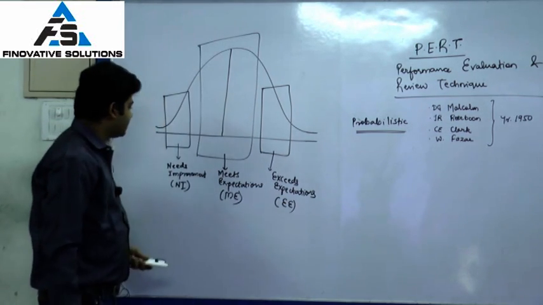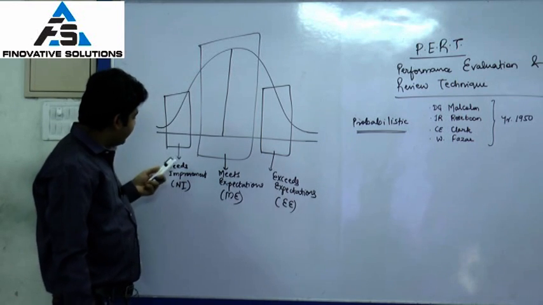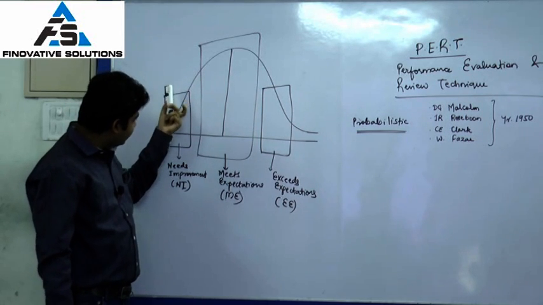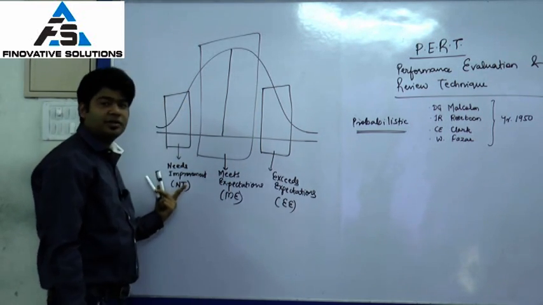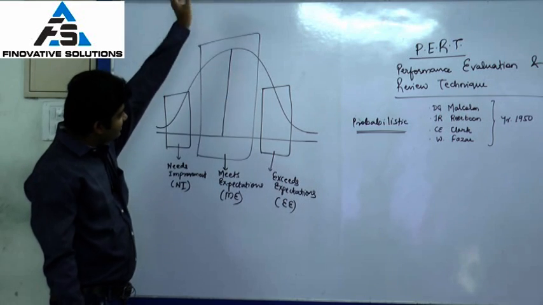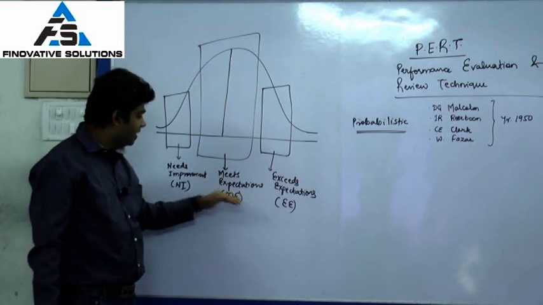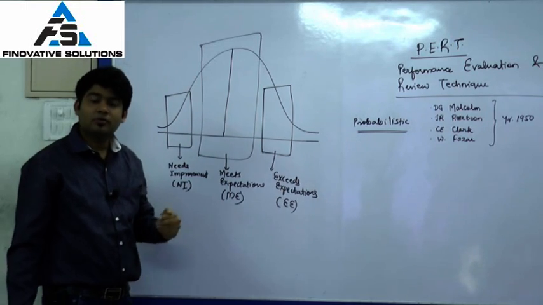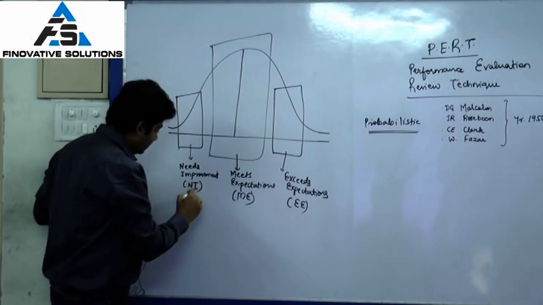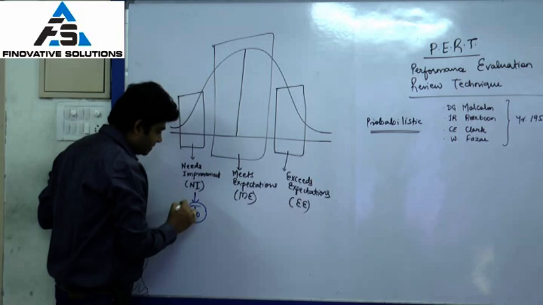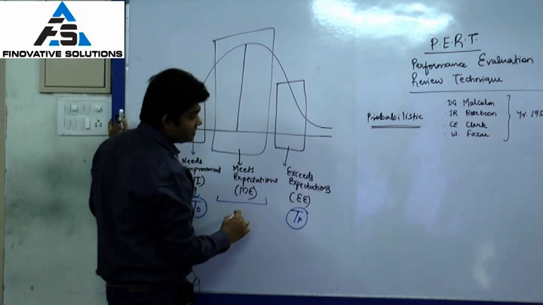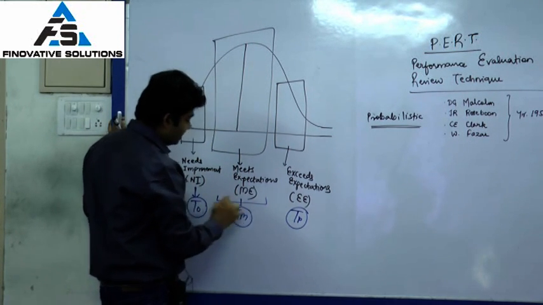So here there are three estimates wherein the employees fall. There are, say for example, 100 employees. So there will be a case of say 10% employees which fall in the category of needs improvement. There will be 10% of employees which fall in the category of exceeds expectations, and there will be 80% of employees which fall in the range of meets expectations. Now correlate this with the time estimates that we have. This is your TO, optimistic time. This is your TP, the pessimistic time, and this basically is your TM, the most likely time.